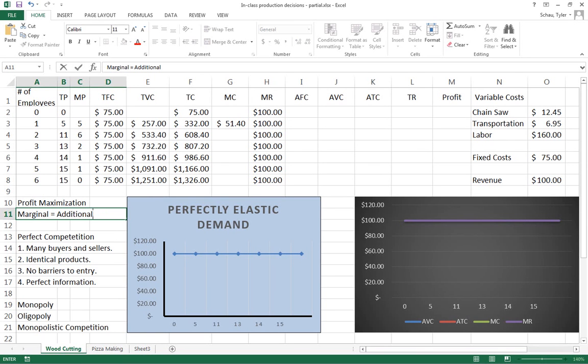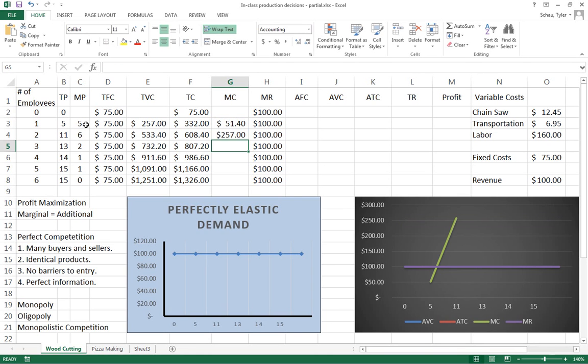It's saying each one of these 5 cords of firewood that I produce with 1 employee adds an additional $51.40 in costs. Okay? So if I come down here and do a real quick calculation, $51.40 times 5, notice I've got $257, which was the amount of my variable costs. The reason it's the total change in variable costs is because remember I have to pay fixed costs regardless, so that gets discounted out of there. I'm going to get rid of that because it kind of messes some stuff up.